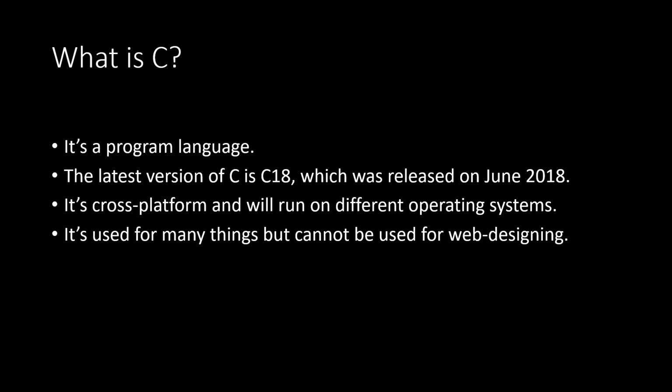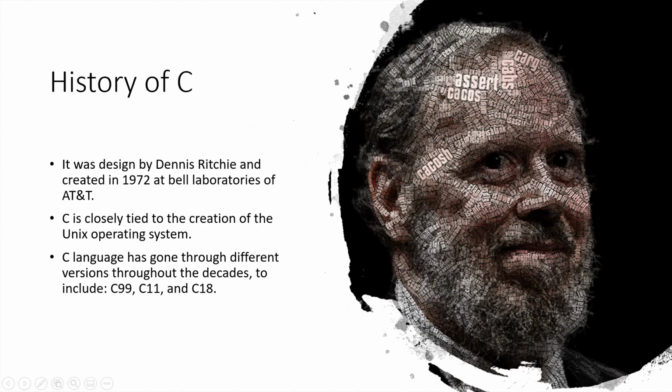Now, C language has gone through different versions throughout the years. The current version is C18, which was released in June 2018. It is cross-platform, and C can be coded in different operating systems such as Windows, Linux, and Mac. Now, even though C language has many benefits, there is one thing you can't use C language for, and that's web designing.